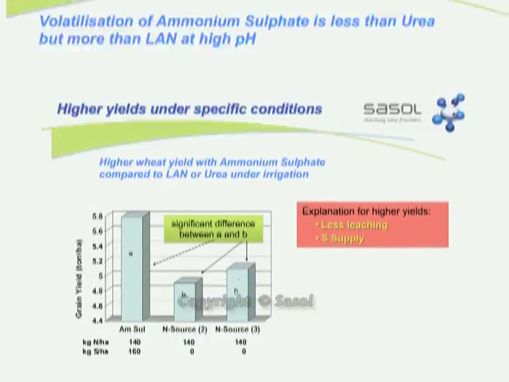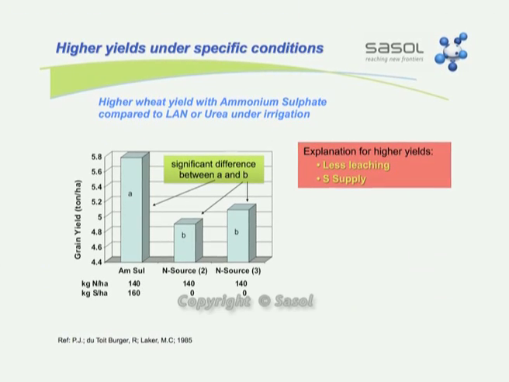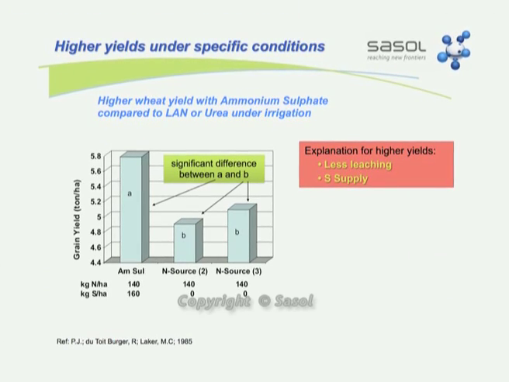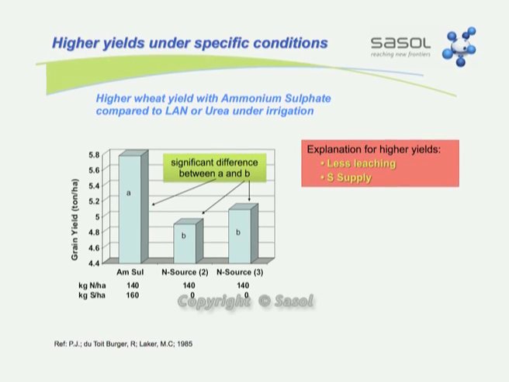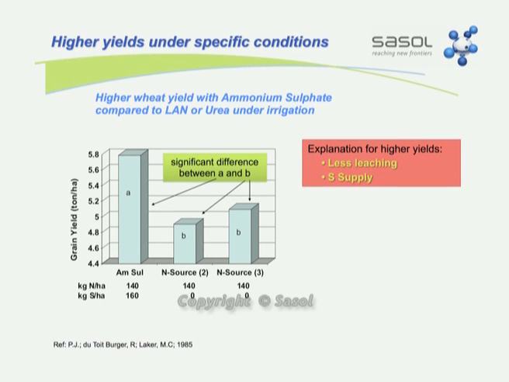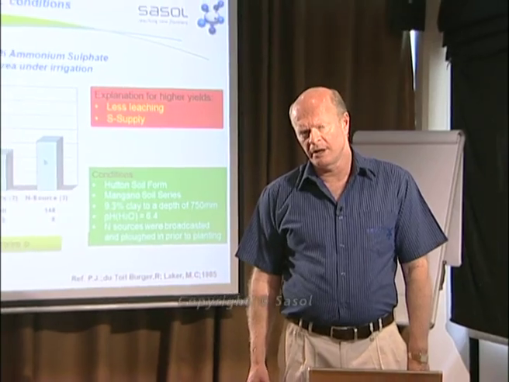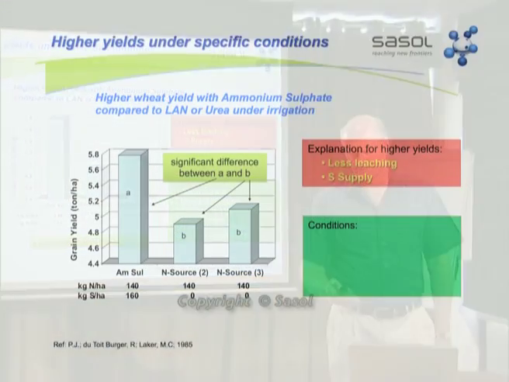In this specific slide, we have conditions where ammonium sulphate showed higher grain yields for wheat compared to LAN or urea. What are these conditions? I've summarized them in the green box on the slide.